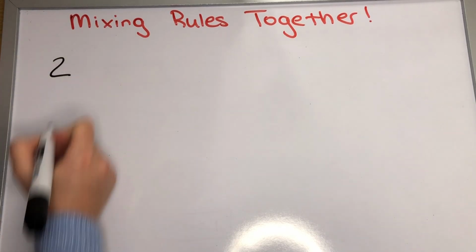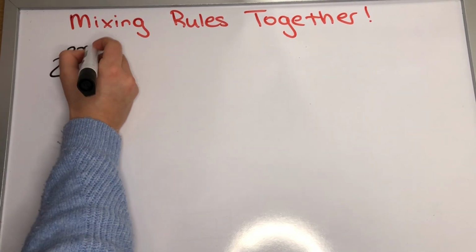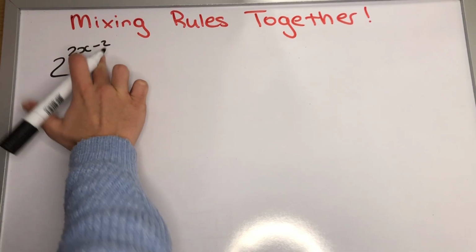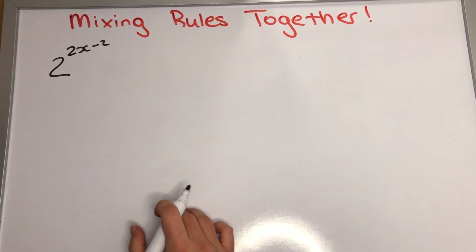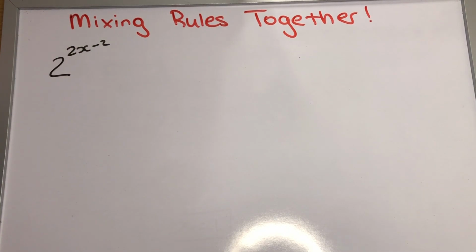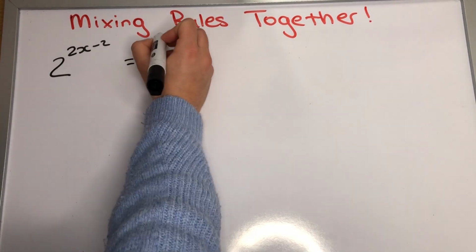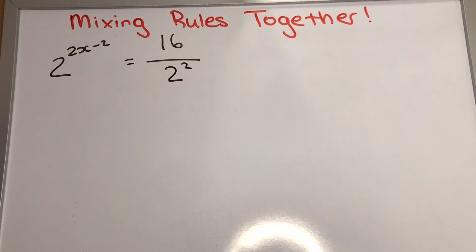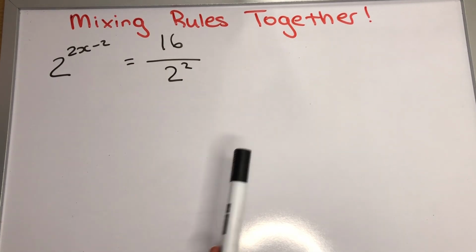So 2 raised to the power of 2x take 2. So we have an unknown value. Since we have an unknown value, we have to immediately consider the fact that we have to solve for x. This is all equal to 16 all over 2 squared. Firstly, what do we do? Now, as said, we always get rid of the fraction first. If we see a fraction in something, we immediately go for it. And the same applies here. But what can we do?